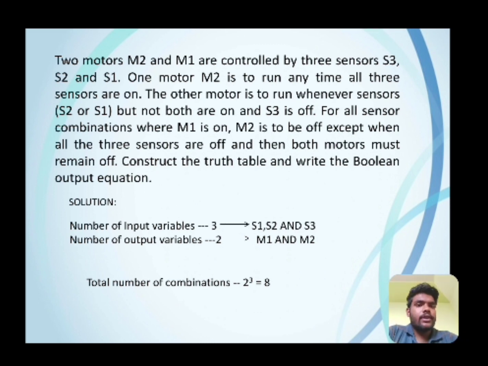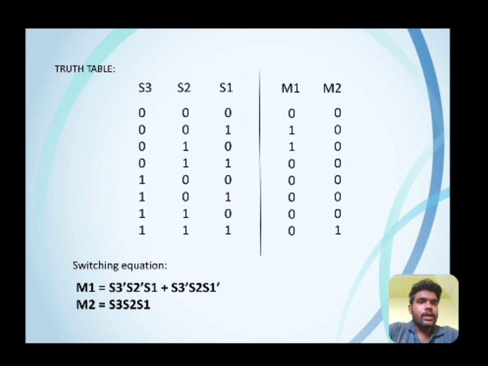Number of input variables is 3: S1, S2 and S3. Number of output variables is 2: M1 and M2. Total number of combinations is 2 power 3, that is, 2 power number of inputs, which equals 8 combinations. Let us derive the truth table.